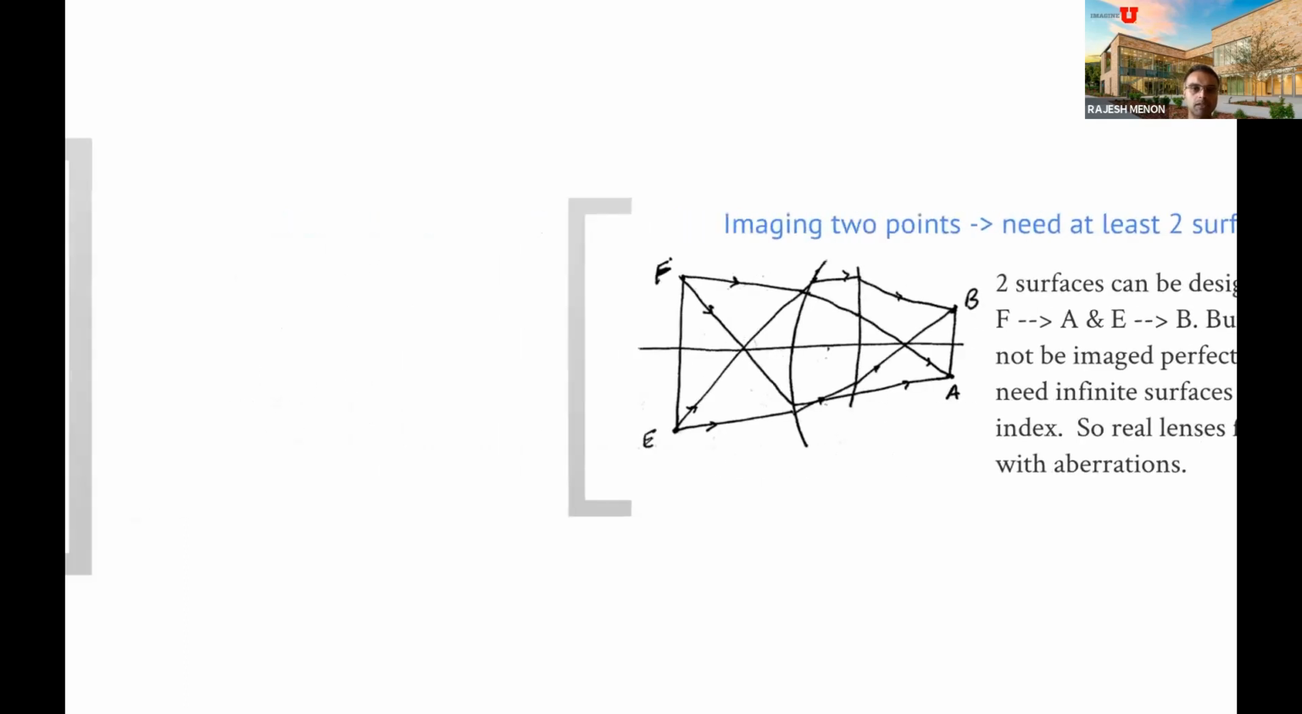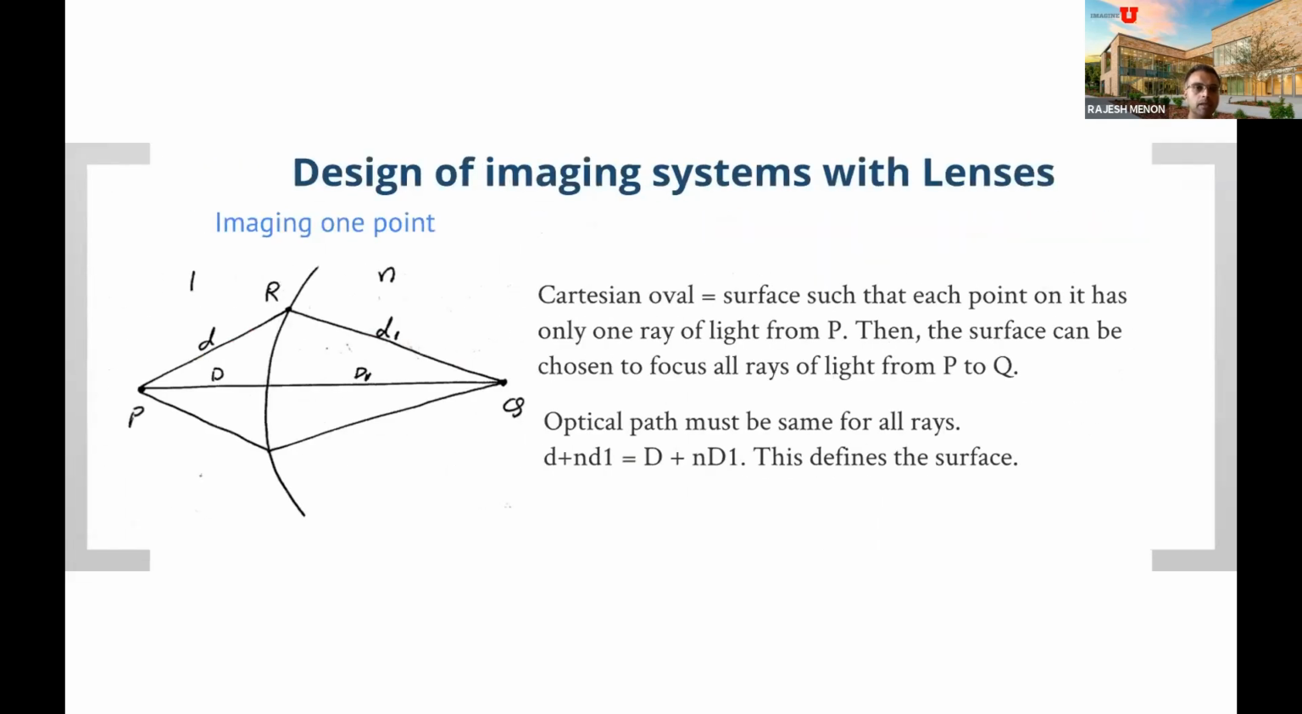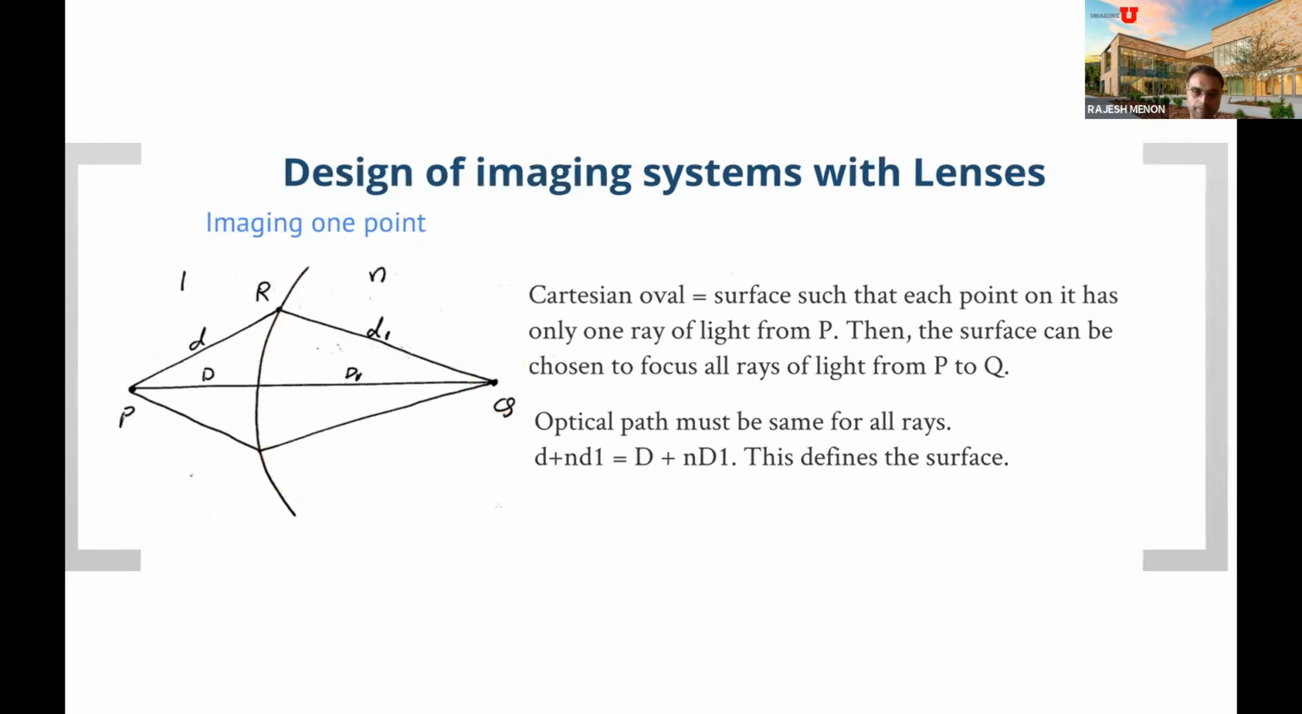Let me state that one more time. In order to image 1 point to 1 point, you can do this in a mathematically ideal fashion with one surface like that, one boundary. But as soon as I add another point, let's say I call it another point P prime here, I cannot do this ideally with one surface. Of course, I can do this non-ideally with one surface, which we'll come back to later.